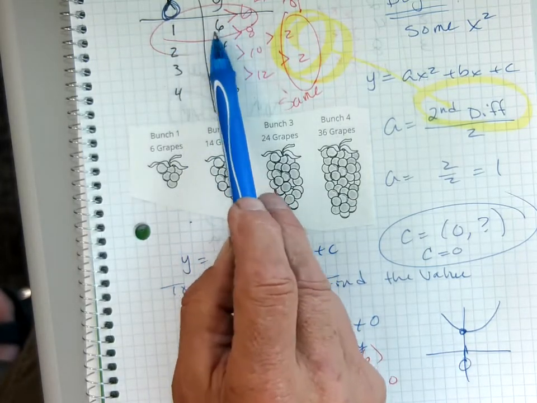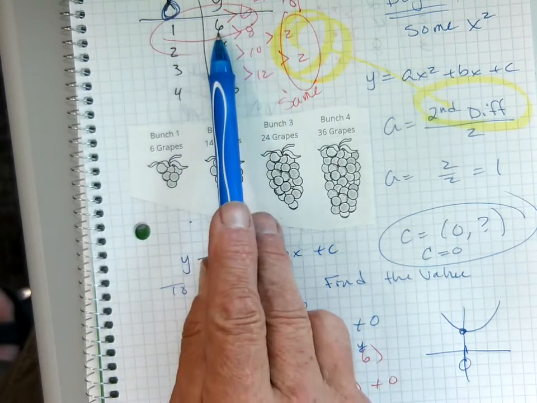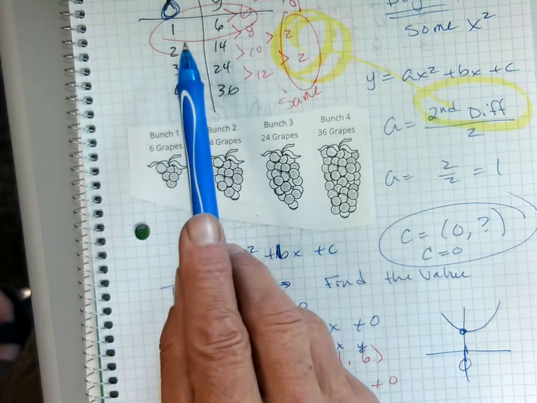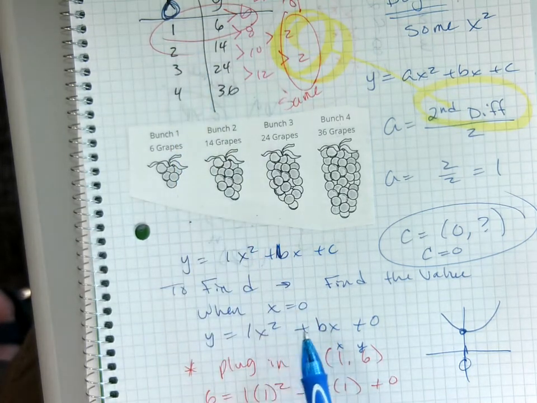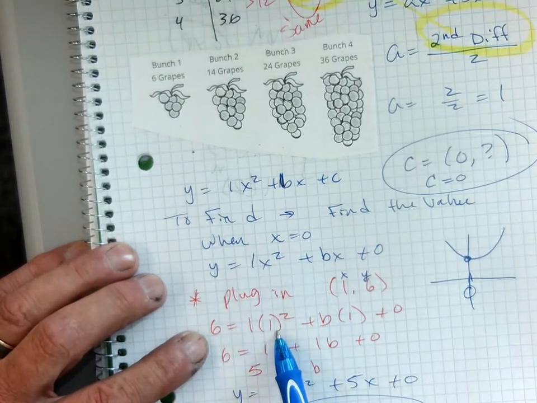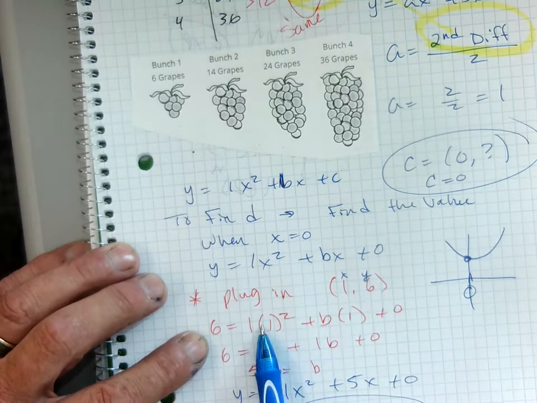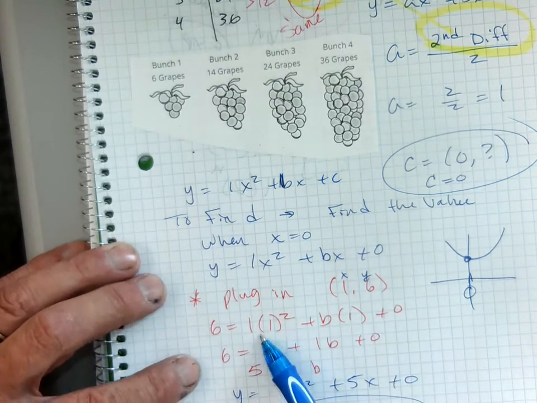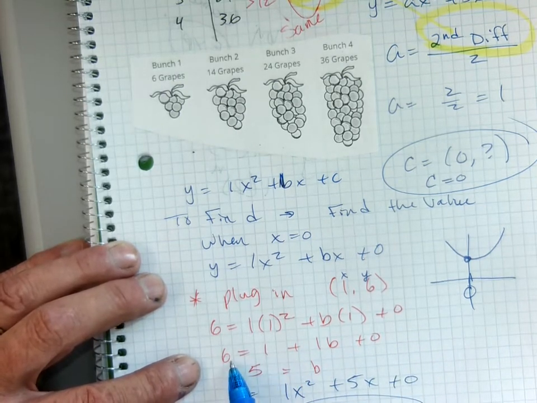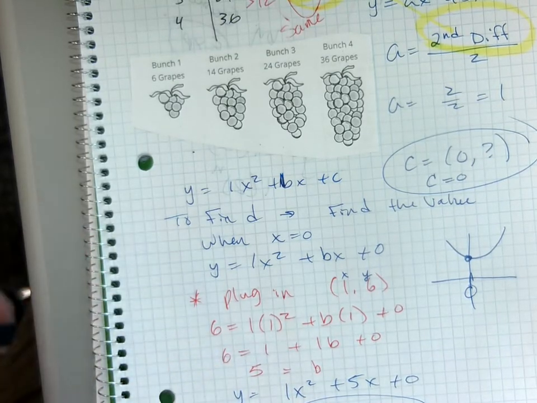So that's a y value. That's an x value. So I took my 6 and put it there, and I put my 1, which is an x value, in for my x's. So 6 is equal to 1 times 1 squared plus b times 1 plus 0. So I plugged my 6 in for y and my 1's in for x's. Then I simplified. Well, 1 squared times 1 is 1, plus 1b. So then I can solve for b: subtract 1, 6 minus 1 gives me 5. So b is 5.